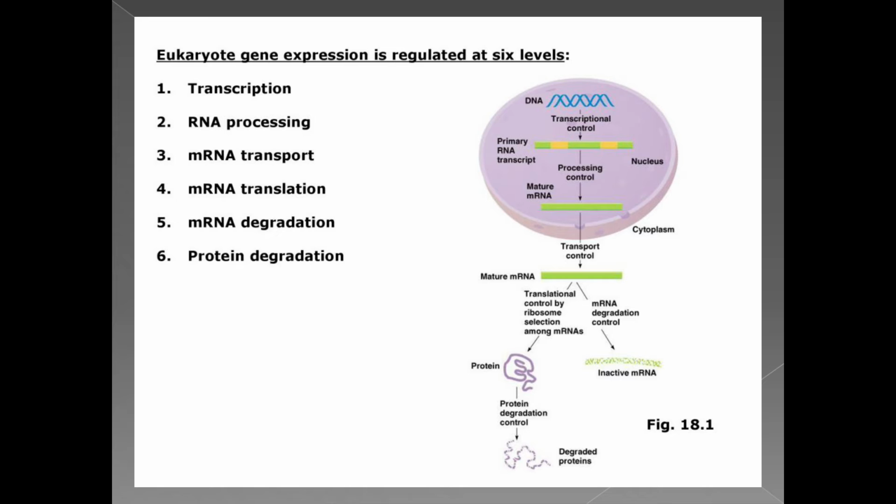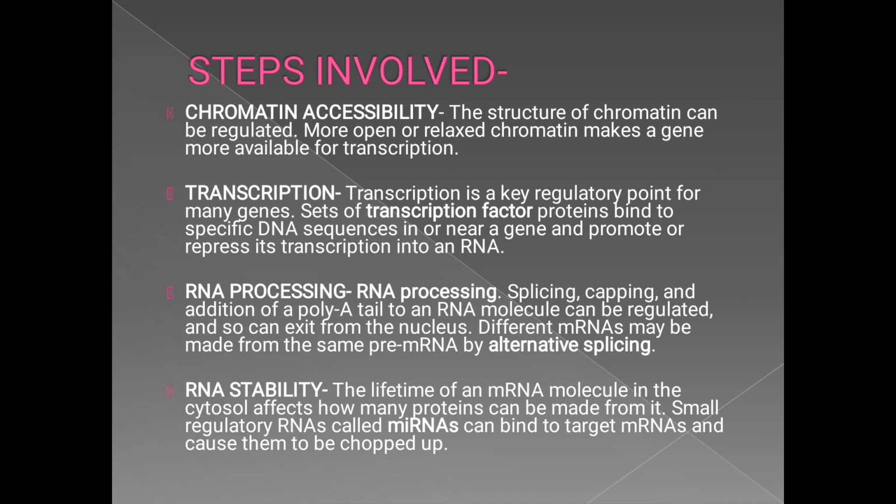Mature mRNA is divided, where translation control takes place by ribosome selection among mRNAs, and the other half goes to mRNA degradation control. After translation we get proteins, and after degradation we get inactive mRNAs. The proteins formed after protein degradation control takes place, we get degraded proteins, which we will discuss in further slides. So let us take a look at the steps involved one by one.